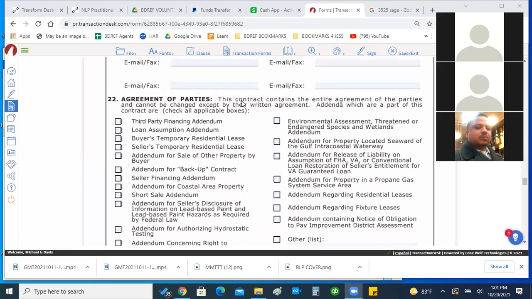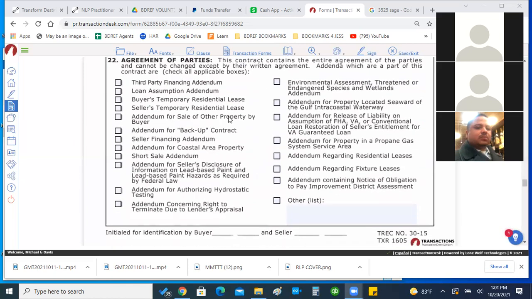Okay, and then this is where we put the addendums that we're going to use. So again, if they're getting a loan, whether it's FHA, VA, USDA, whatever, if it's a loan, then we're going to use the third-party financing addendum. Now, if it's a lease back, we've got the seller's temporary residential lease. It looks like we have a buyer's temporary residential lease. So that's if a person needs to lease the house before they buy it. This is new, but that's also an addendum. Seller financing, you've got that.